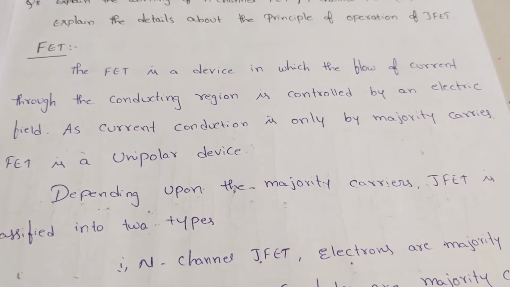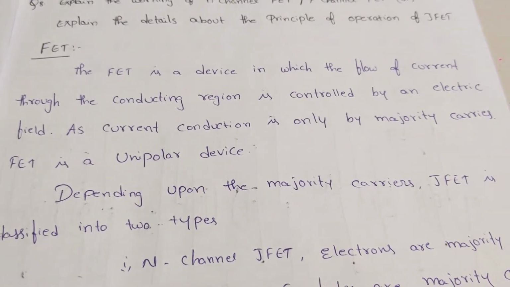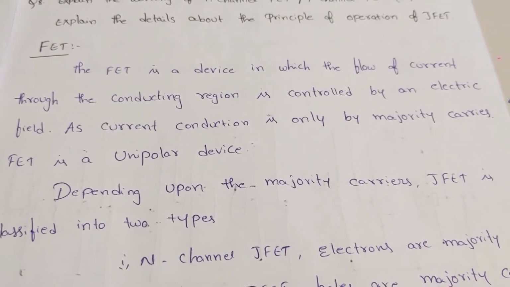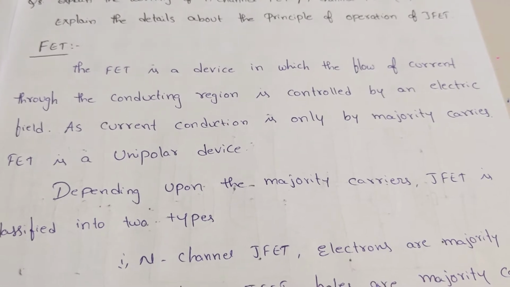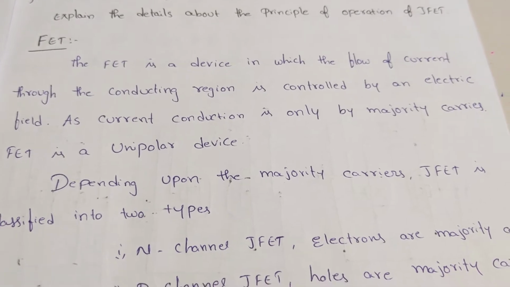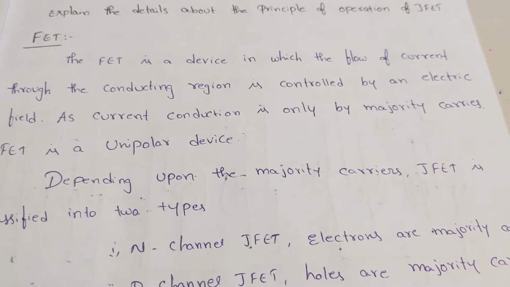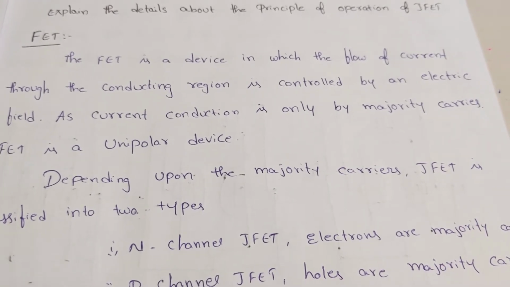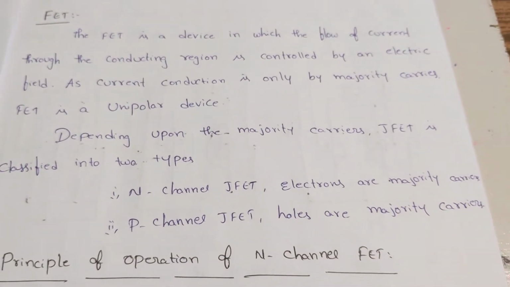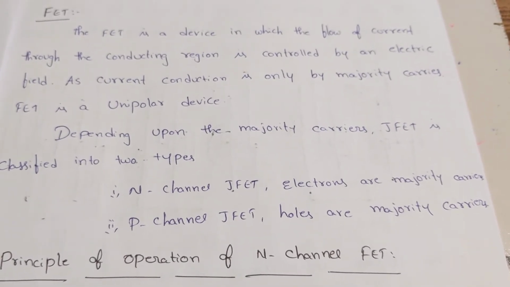Okay, so here I'm providing a few statements: FET is a device which is controlled by the voltage, and at the same time in the FET only one type of charge carriers, the majority charge carriers, is responsible for the current, so that's why it is called a unipolar device. And based upon the type of majority charge carriers, we have two types of materials, either electrons or holes. If the majority charge carriers are electrons, we call it an N channel, and if the majority charge carriers are holes, we call it a P channel.